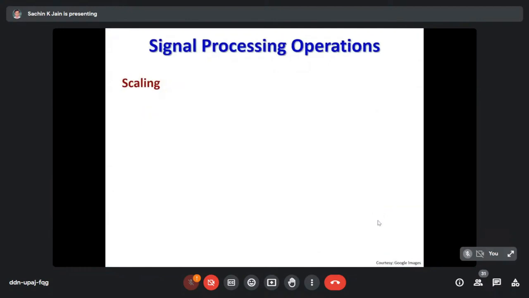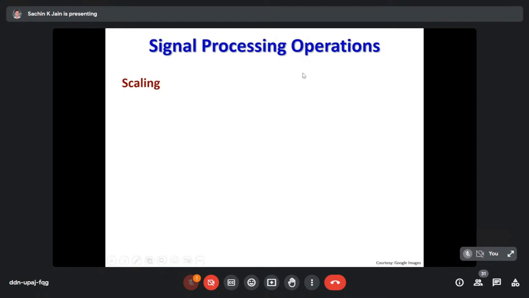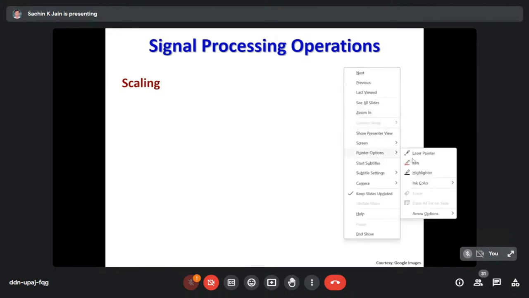There are many signal processing operations that we perform. For example, do you know any basic fundamental signal processing technique as an electrical engineer? I assume that most of you are electrical professionals. So, do you know any signal processing technique that you are aware of? Fourier transform, yes. Okay, I'm talking about the most fundamental.